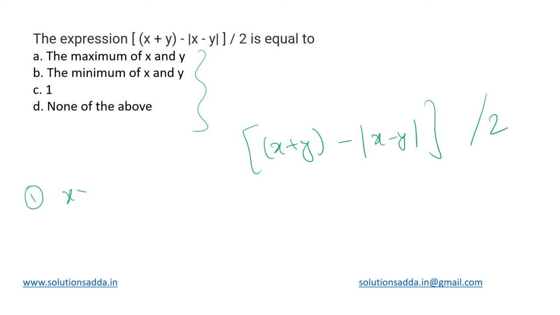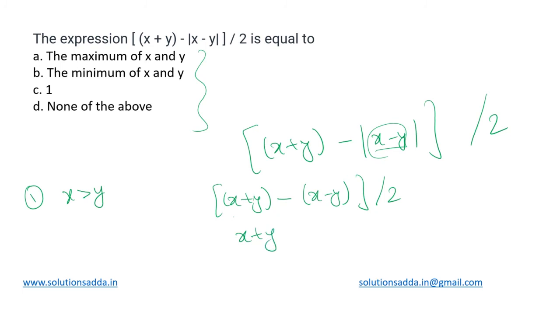Case 1, x is greater than y. In this case, the expression would be opened as x plus y minus of, since x is greater than y, this expression would be positive, so we will directly open it, x minus y, by 2. Now this will give us x plus y minus x plus y, this whole thing by 2. x gets cancelled out, so we get y, and in this case y was the smaller among them.